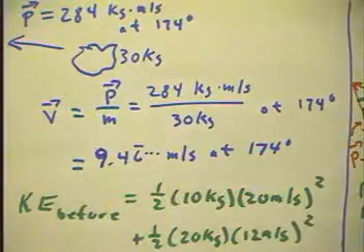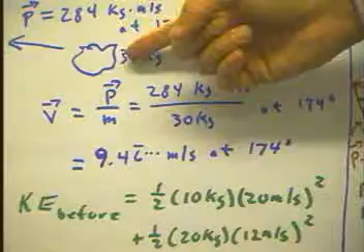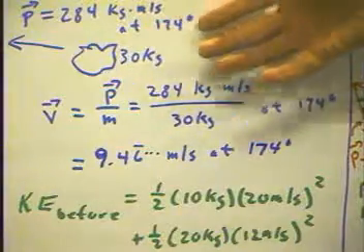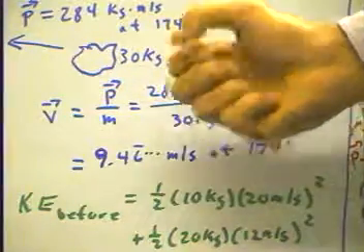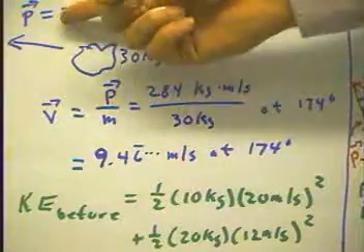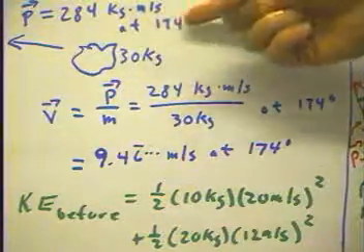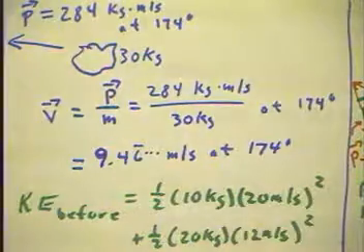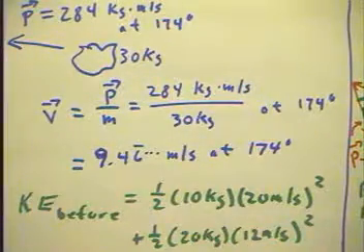Now what we have is a 30 kilogram object, because when the two objects collide they stick together. We have a 30 kilogram object now with a momentum of 284 kilogram meters per second at 174 degrees. What's the velocity of that object?